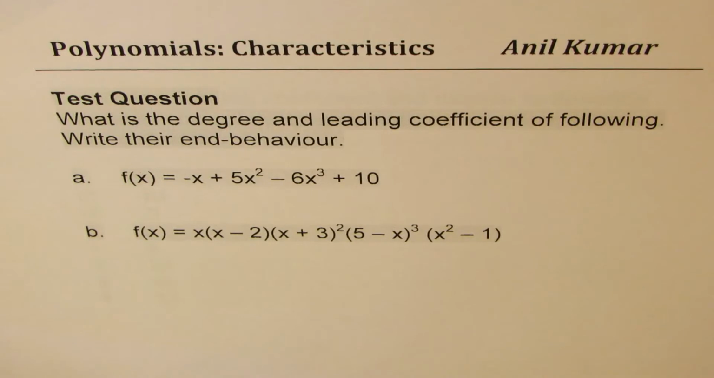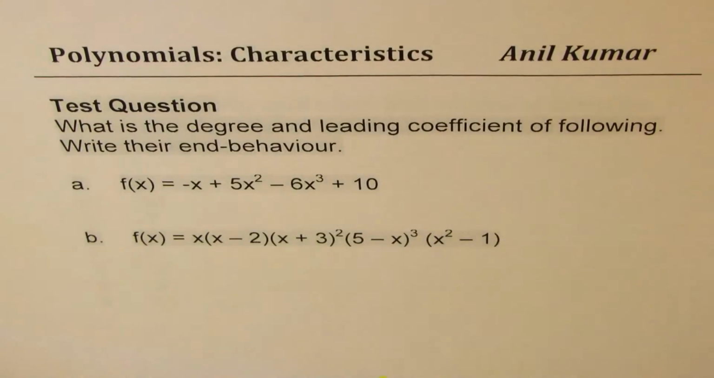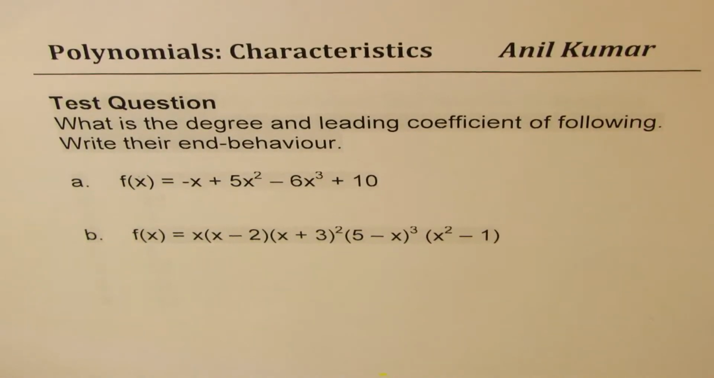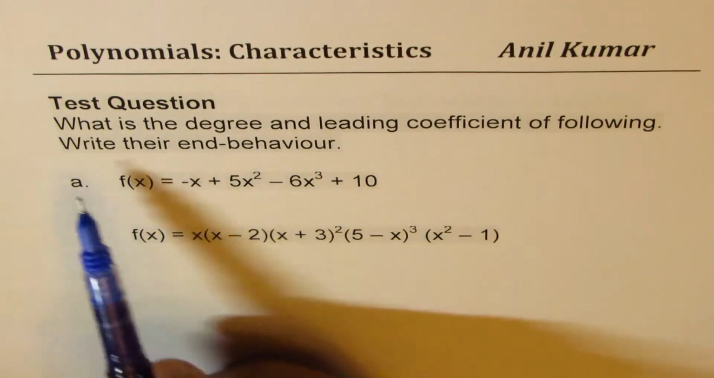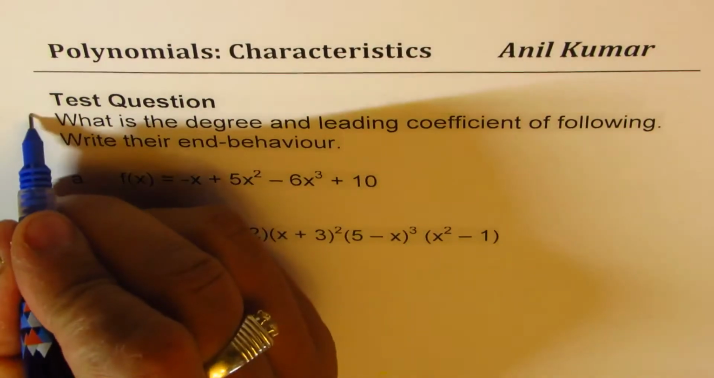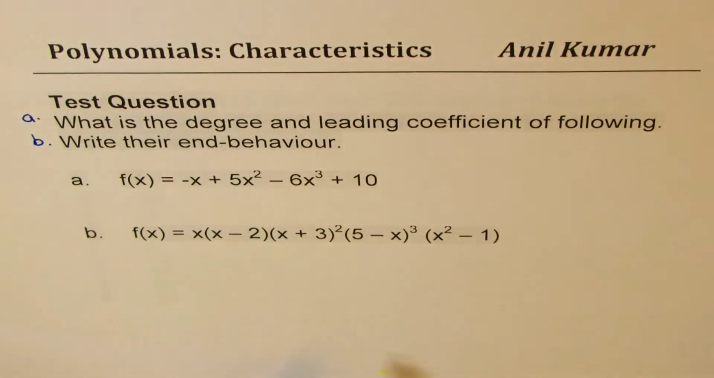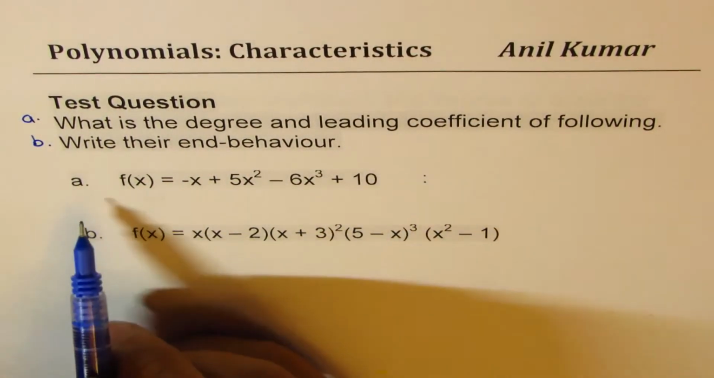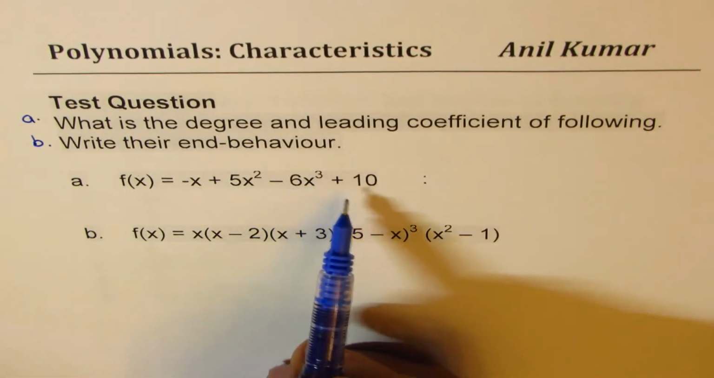And here we have a test question on what we just learned. Take your time, pause the video, answer this question, and then look into my solution. So let's see how to solve this question. The question here is, what is the degree and leading coefficient of the following, right? So that's the first part, and part B is write their end behavior, correct? So let's begin with part A. F of x is minus x plus 5x squared minus 6x cubed plus 10.